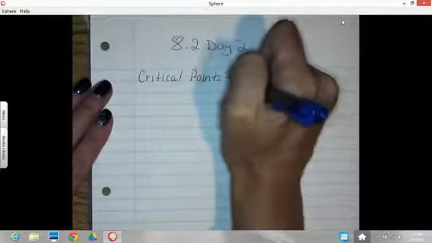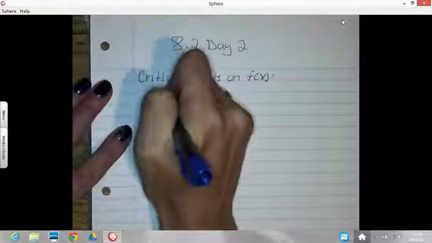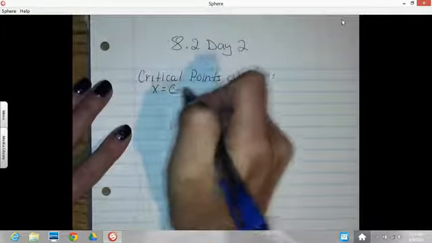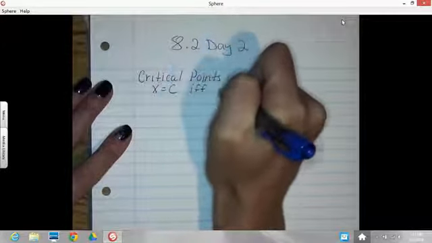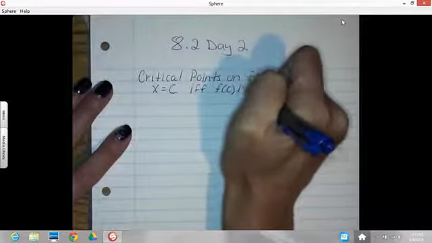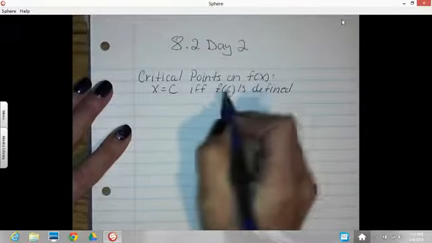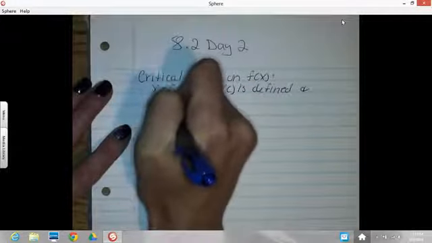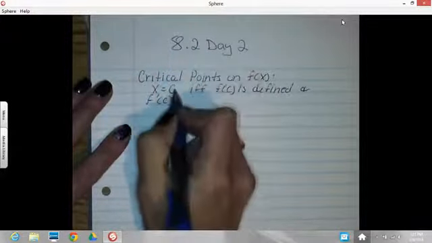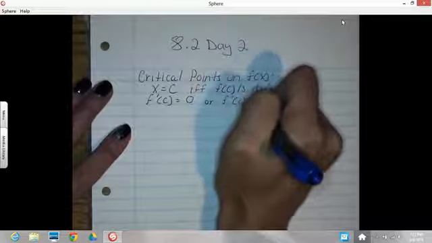Critical points on a function happen at x equals some c value if and only if f of c is defined, so there has to be a point on f at this particular spot you find, and this is what's key. The first derivative of that c value either equals 0 or the first derivative of that value is undefined.